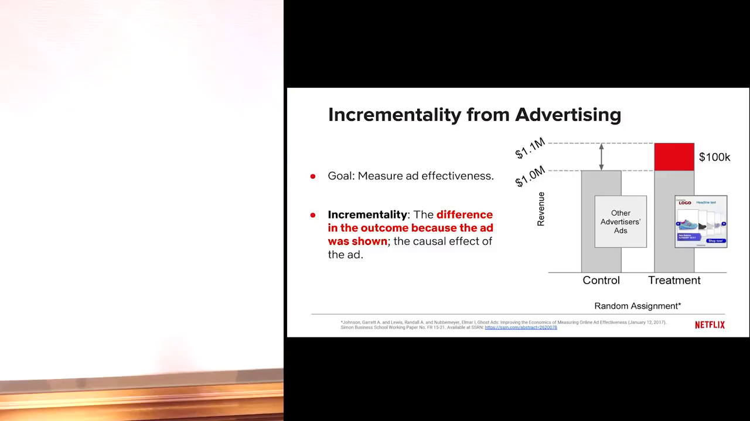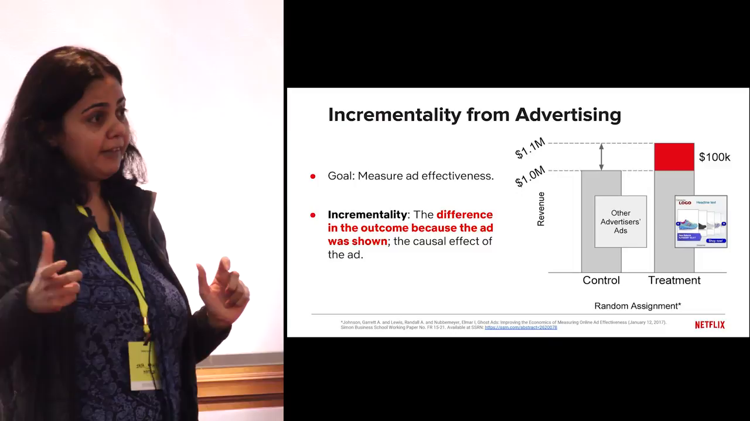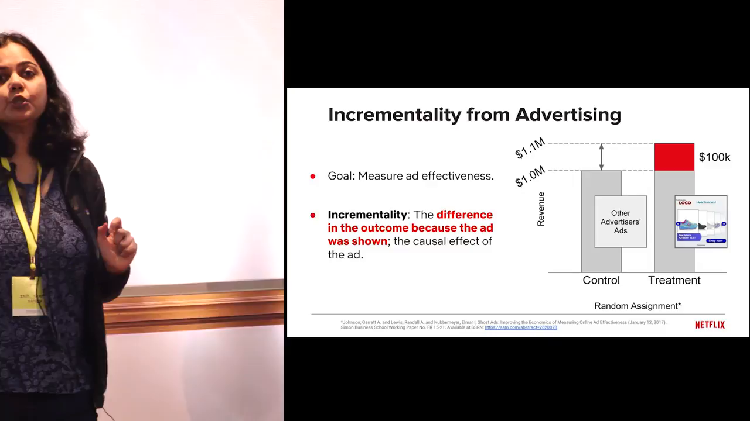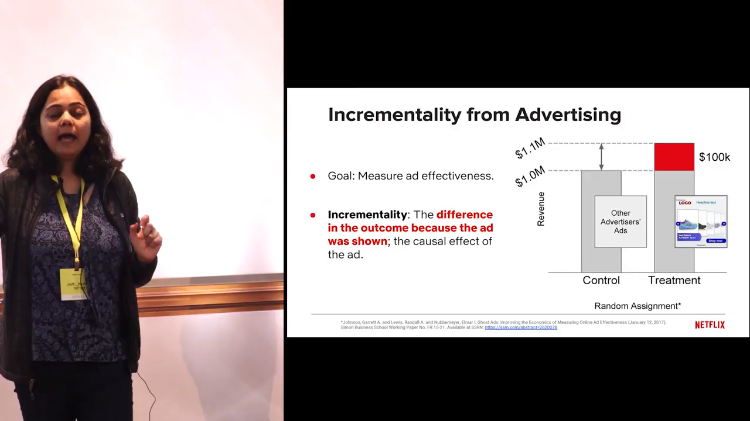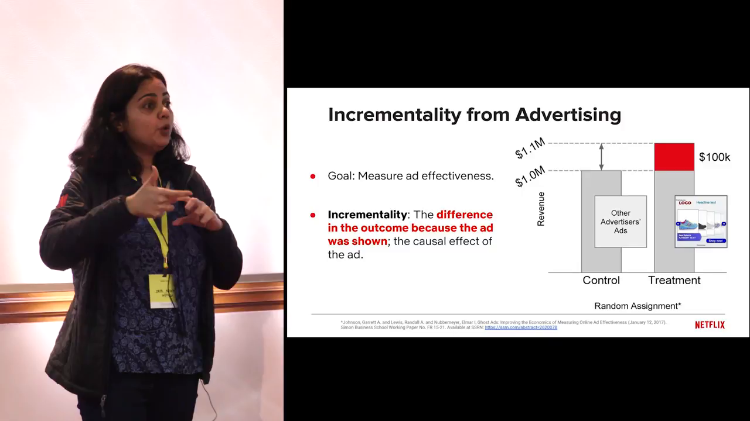So this brings us to a very important concept called incrementality, which is widely used in advertising. The goal of incrementality is to measure ad effectiveness. So how incrementality proceeds is as follows. You randomly divide your population into control and treatment group. In your control group, you show other people's advertisement, and in the treatment group, you show your own advertisement. And finally, you compute the difference in the revenue generated from the advertisement and compute this delta, which is known as the incremental lift, or the incremental value of the advertisement.